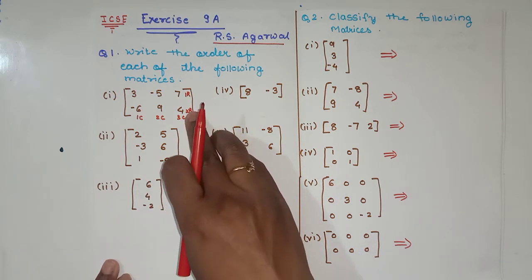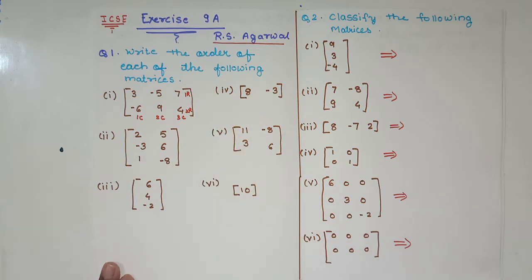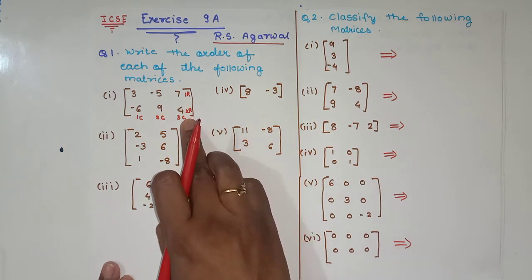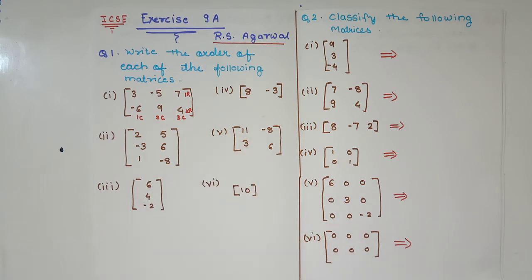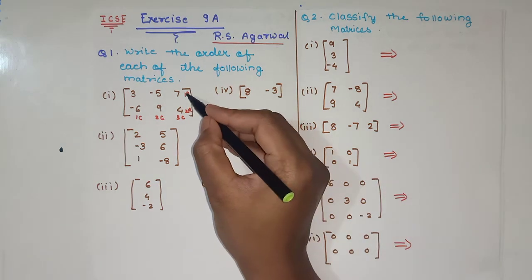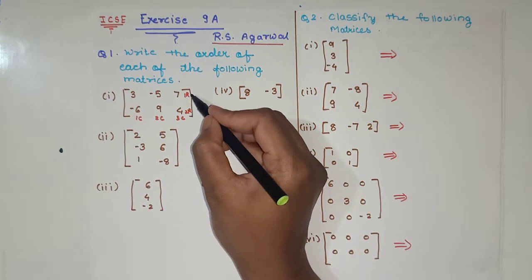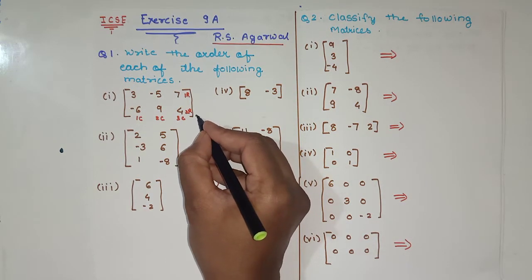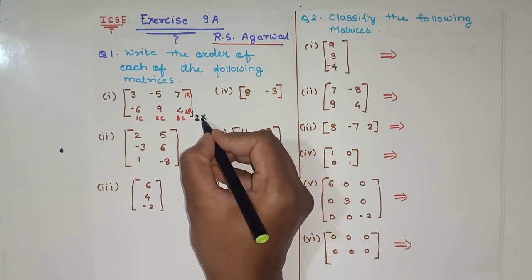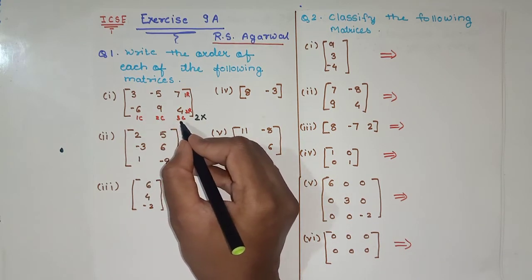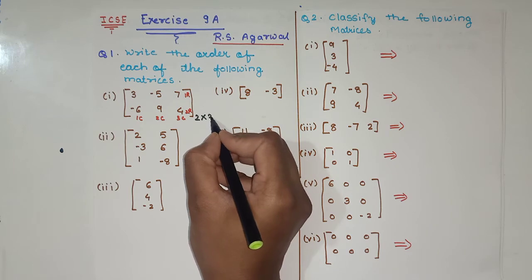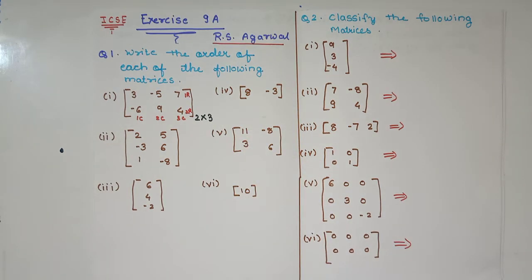The order of this matrix, we have to write in the form of m by n. And m represents your number of rows, whereas n represents your number of columns. So the order of this matrix is, since how many rows are we having here? Here we are having 2 rows. So the order of this matrix is 2 by, and how many columns? 3. So the order of this matrix is 2 by 3.